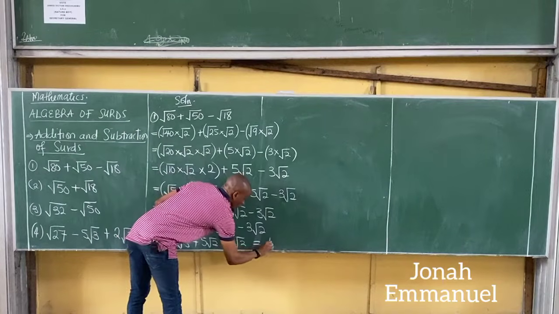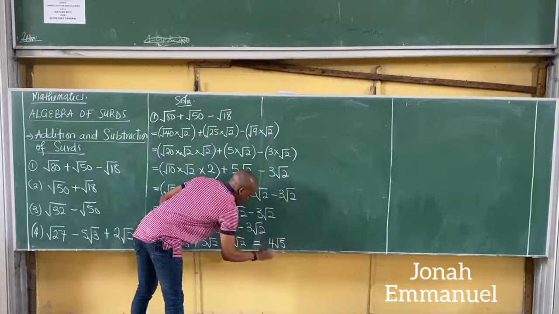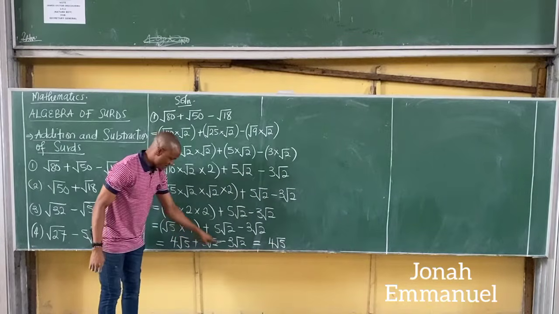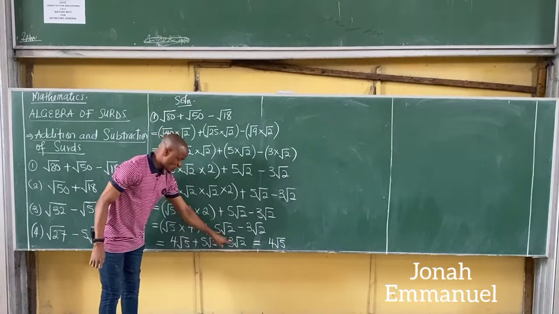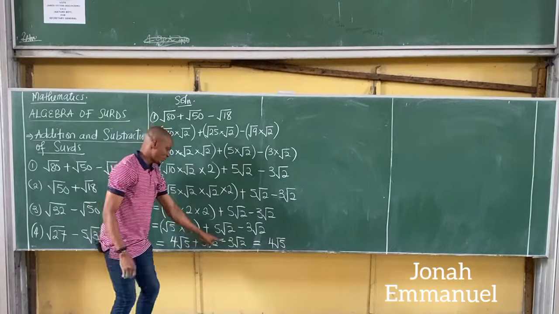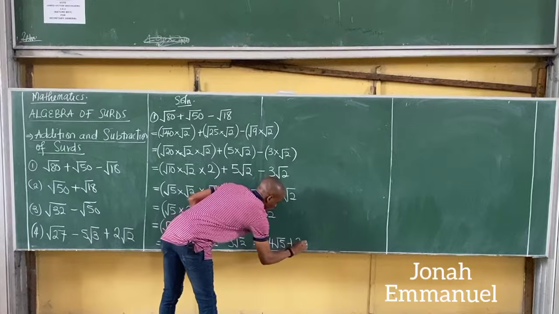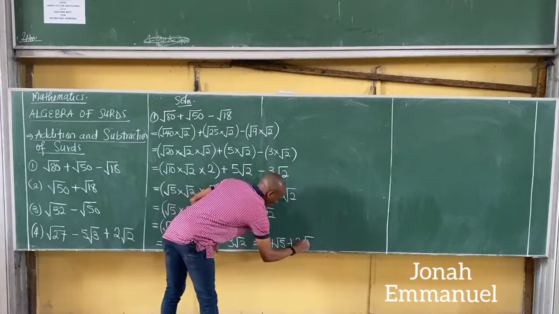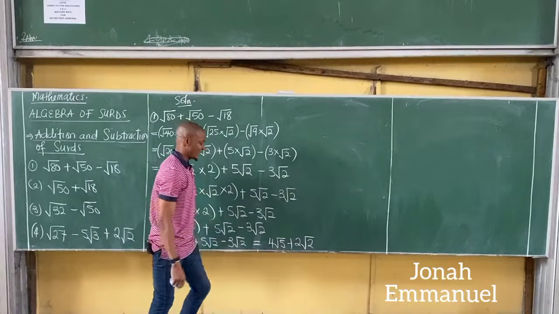That becomes 4 root 5. So I said 5 minus 3. I'm working with these two because they are similar surds. They are both multiples of root 2. So 5 minus 3 gives you plus 2 root 2. So here's my answer.